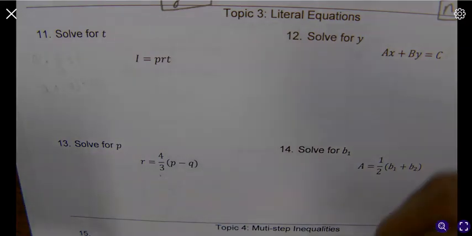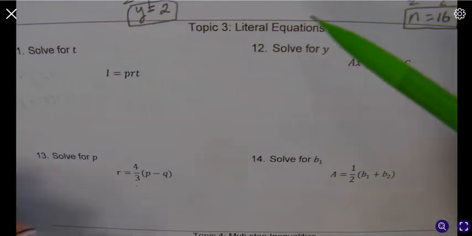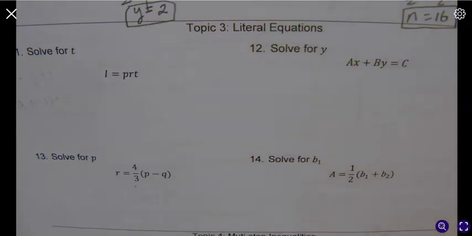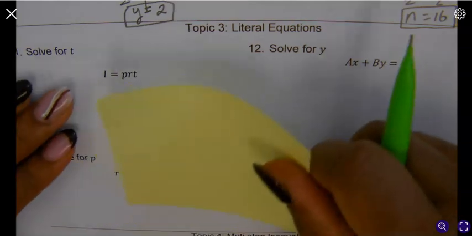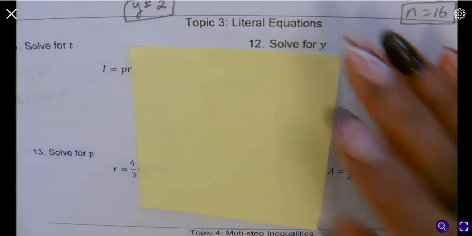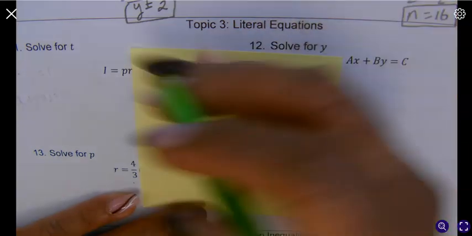Alright guys, so we have come to this third topic, which is literal equations. Literal equations are kind of weird math problems where we have to work with mostly letters, variables, but hardly any numbers, right? So what I wanted to do first for this was to show you some of the algebraic properties that we use to solve equations.